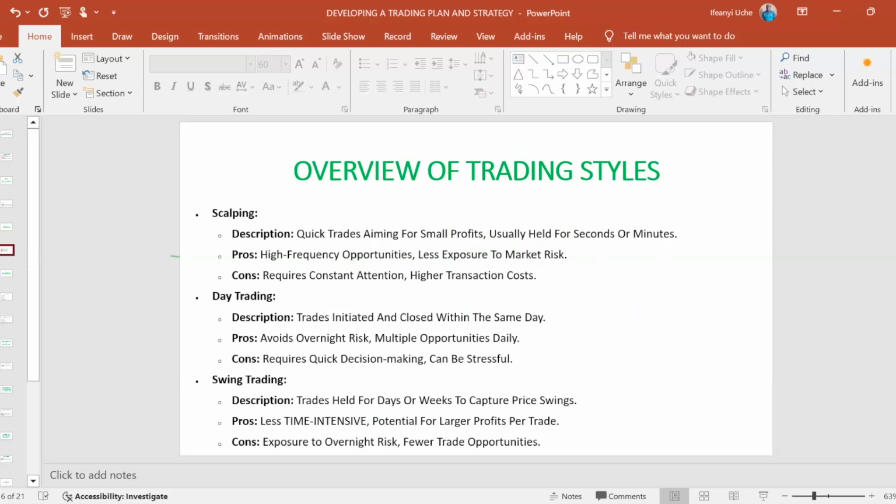So scalping is aimed at you taking quick trades, and these quick trades position you for small profits. Usually, you can enter scalping trades for seconds or minutes. You just see the opportunity, you grab it, under a minute, you're out.